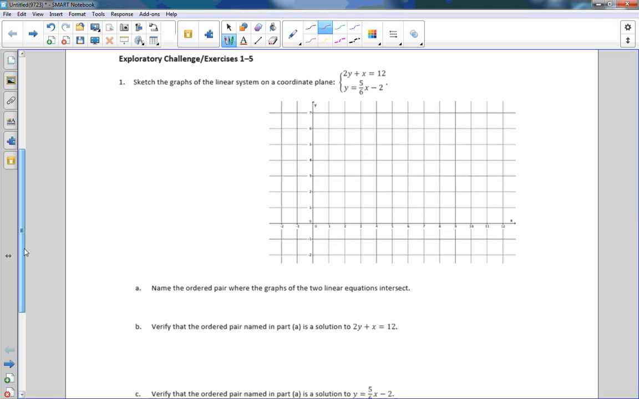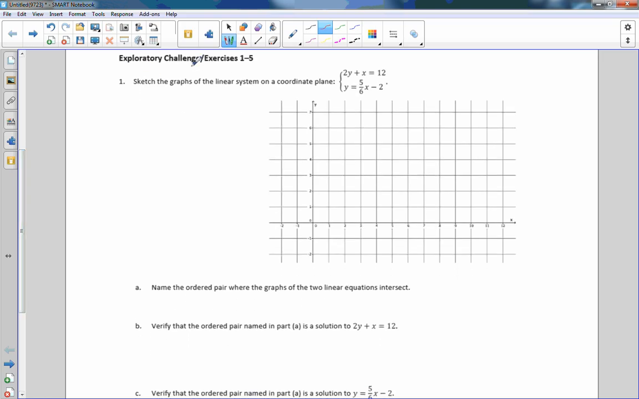Okay, classwork exploratory challenge. Do not ask me if you have to do exploratory challenges. Without challenge, we do not grow. Yes, you have to do exploratory challenges, so let's do this.